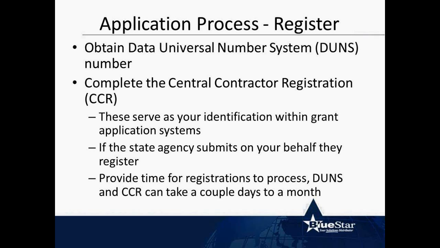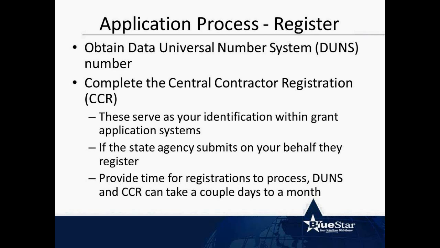As far as housekeeping issues go with grant solicitations, when you actually go to apply, you'll need to obtain this DUNS number that I have referenced here in the slides, and you'll also need to complete the contractor registration. These two things serve as the identification for your specific agency or department within the grant application system. When you apply through websites, they'll often need to track you and know who you are or what you submitted. This is their way of doing so.